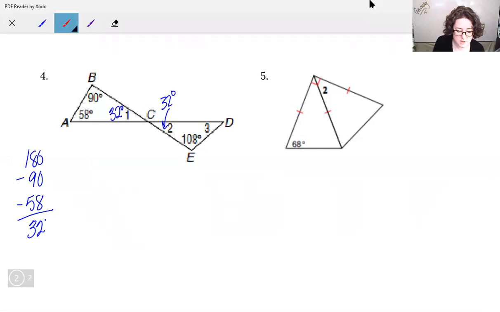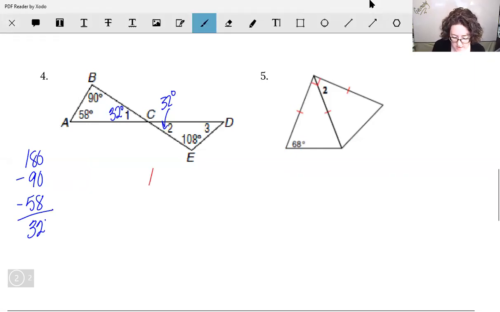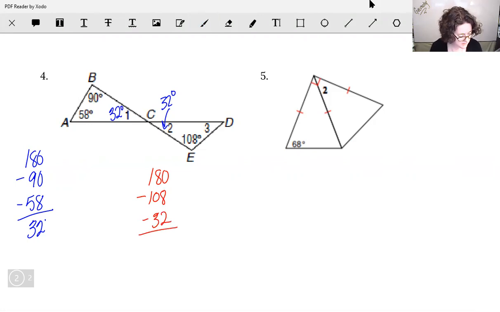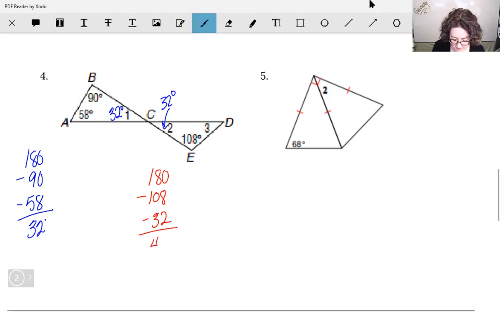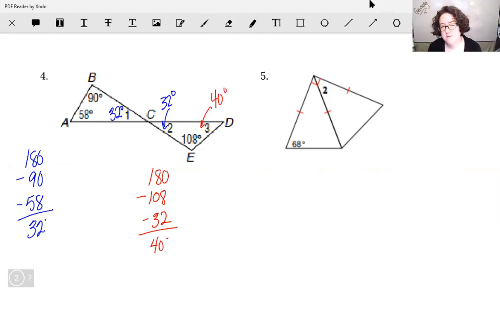So let's change colors. On the right-hand side, I can do 180, take away our 108, and take away our 32. So again, calculator time. There's nothing wrong with checking your work on a calculator. I'm left with 40 degrees. So that means angle 3 is 40 degrees. And if you're worried that you didn't find the right value, again, go in for any triangle that you see, add up all 3 angles and double check. Did they come out to 180 degrees total?